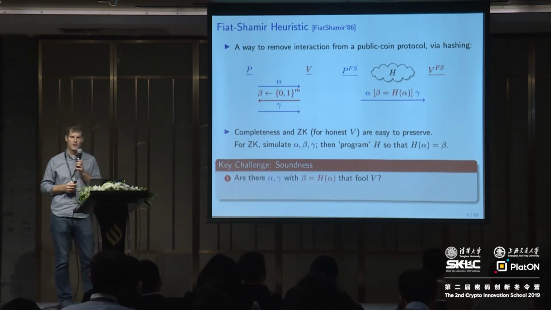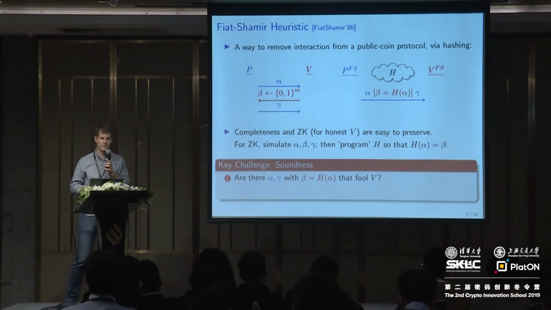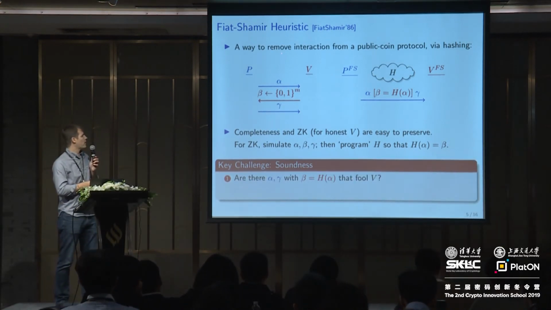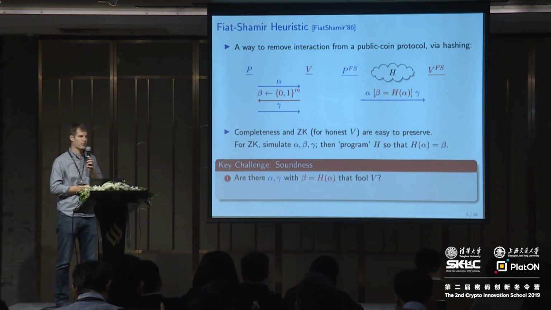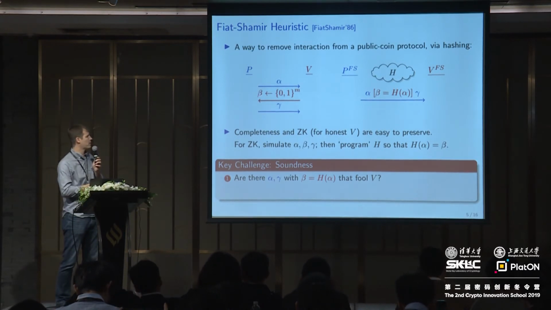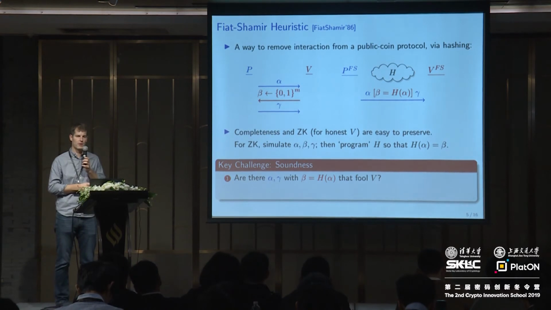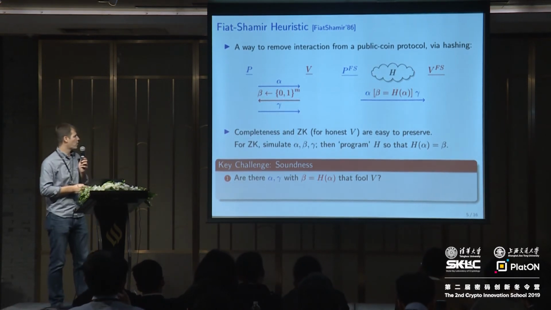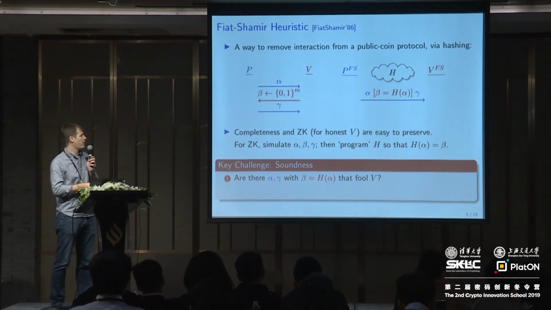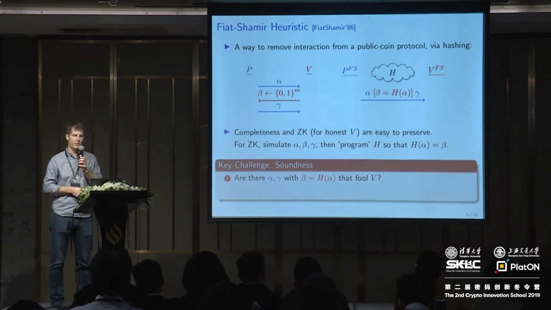But the real question and the key challenge with the Fiat-Shamir transformation is soundness. So that is, when the statement is false, is it the case that a prover still cannot cheat in this non-interactive protocol? Right? So we know it can't cheat in the interactive protocol, but that's based on the randomness of the verifier's challenge. And here there's no actually random challenge, there's just the hash value of alpha. And so what you have to think about is whether there's any alpha and gamma with beta equals hash of alpha that would fool the verifier.